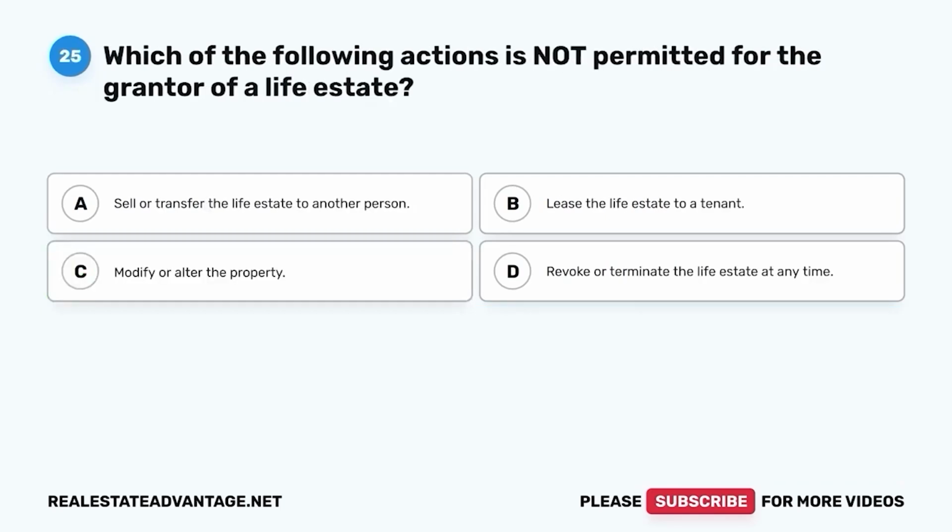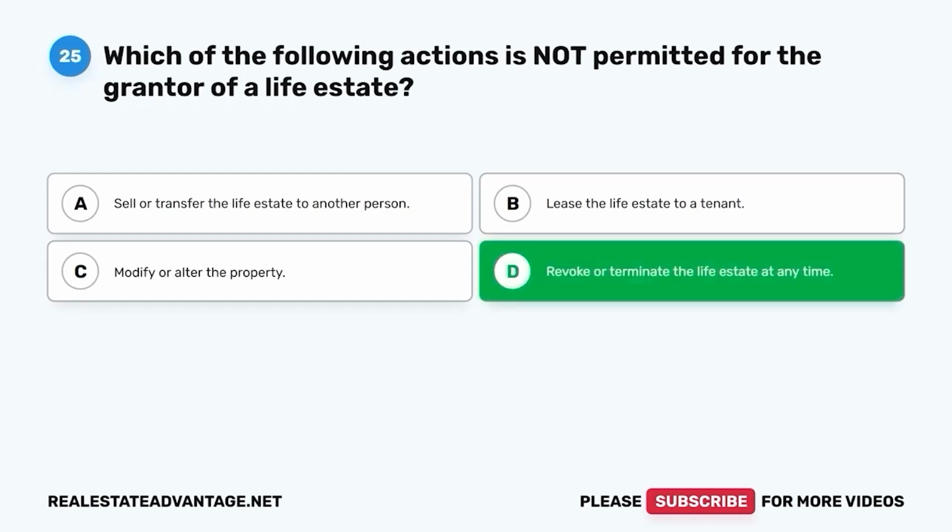Question 25. Which of the following actions is not permitted for the grantor of a life estate? A. Sell or transfer the life estate to another person. B. Lease the life estate to a tenant. C. Modify or alter the property. D. Revoke or terminate the life estate at any time. The correct answer is D, revoke or terminate the life estate at any time.